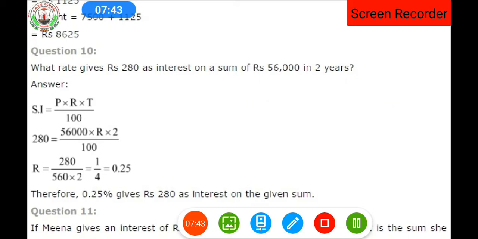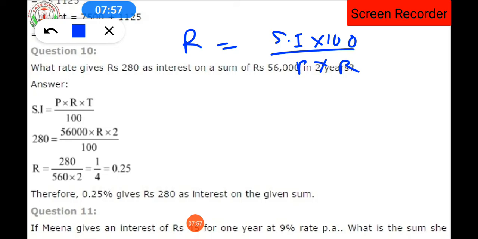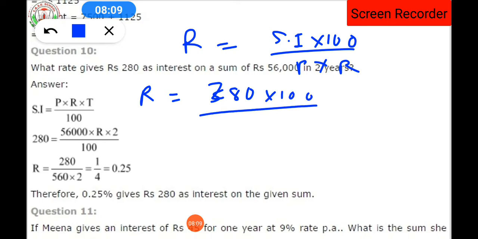ठीक है। Now when we are going to have the formula for R is equals to SI into 100 upon P into R, this is the formula we are having for the rate. अगर हम रेट के फॉर्मूले में डायरेक्ट सब्सटीट्यूट करते हैं तो भी हमको आंसर सेम मिलेगा। लेट्स सी हाउ टू डू। सो हियर वी आर हैविंग SI 280, SI into 100 upon P is 56,000 into R is into time. Here this one is a time, so time is 2 year.